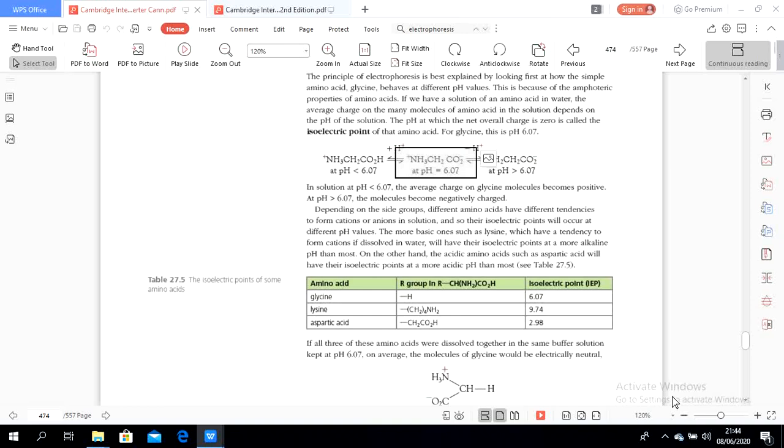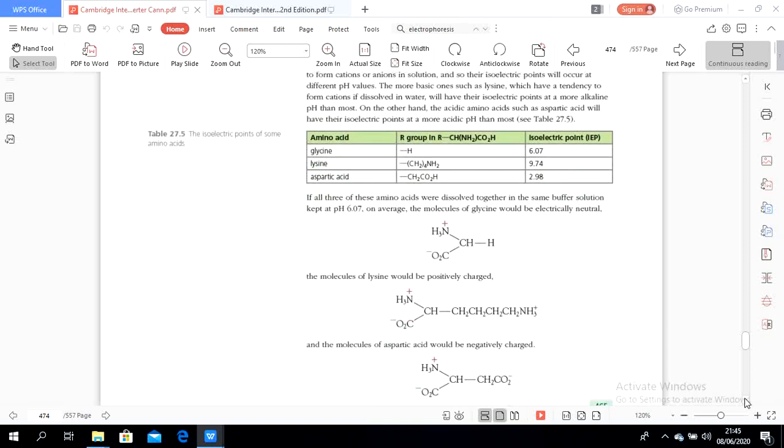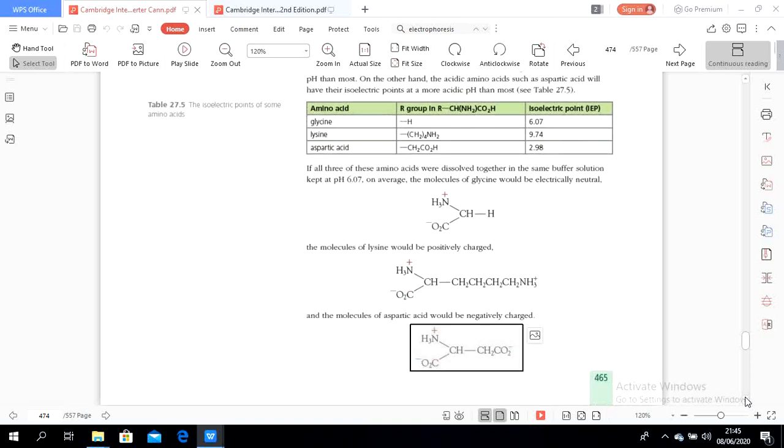If all three amino acids were dissolved together in the same buffer solution, and I'm sure you are still able to recall what a buffer solution is, kept at pH 6.07, on average the molecule of glycine would be electrically neutral. The molecule of lysine would be positively charged. And the molecule of aspartic acid would be negatively charged. Why is it like this? Because as we can see in the structure here, lysine has two positive ions and one negative ion, so the positive ion overcomes the negative ion. Similarly with aspartic acid, there are two negative ions and one positive ion, so the negative ion overcomes the positive.